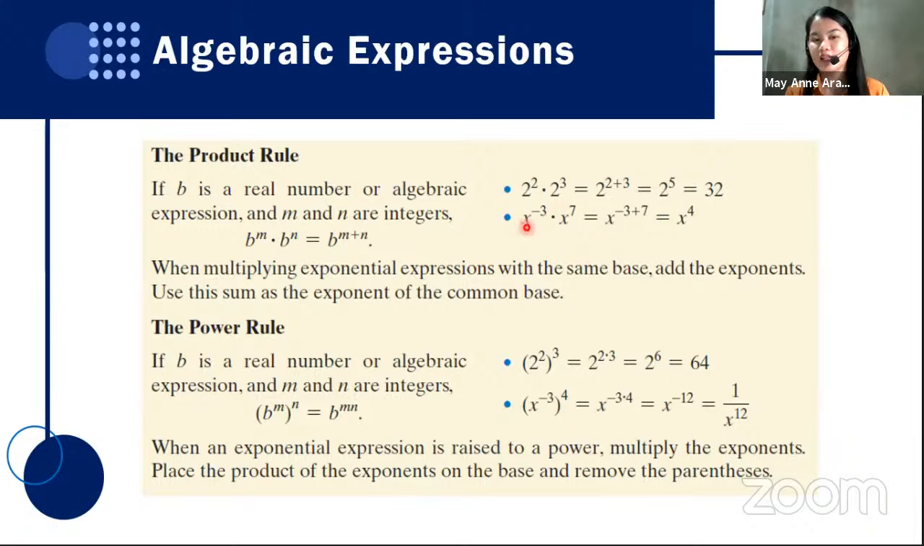And here, still, they have the same base, which is x. Can add the exponent. So negative 3 plus 7 is 4. So the answer here is x raised to 4.